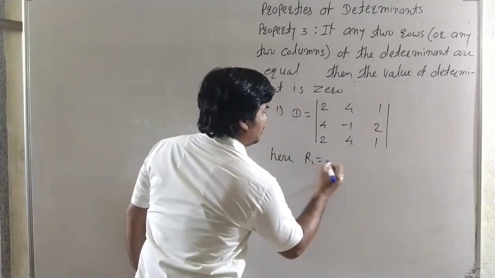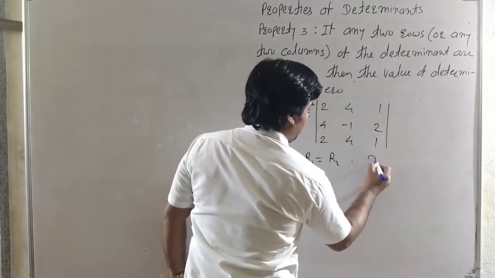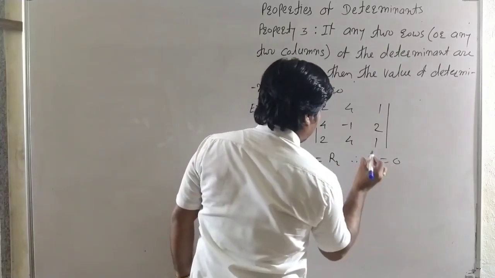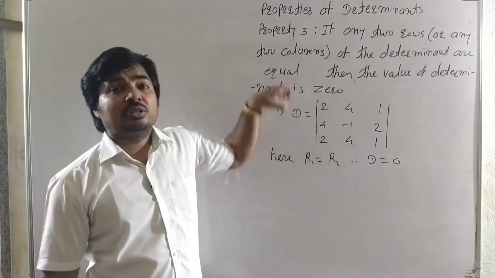Here row 1 is equal to row 3, and therefore the value of the determinant is equal to 0. We can directly write the value of the determinant is 0 by using the property.